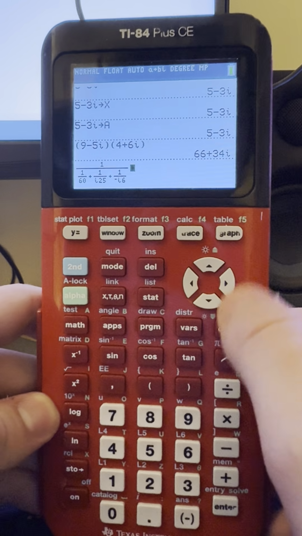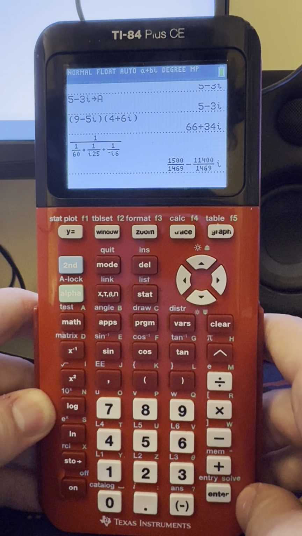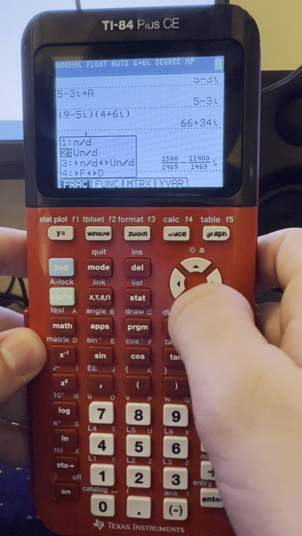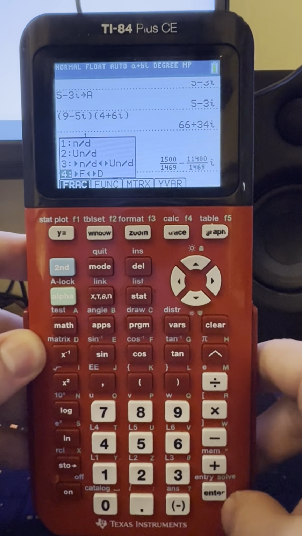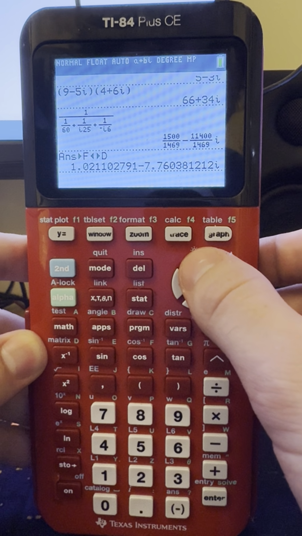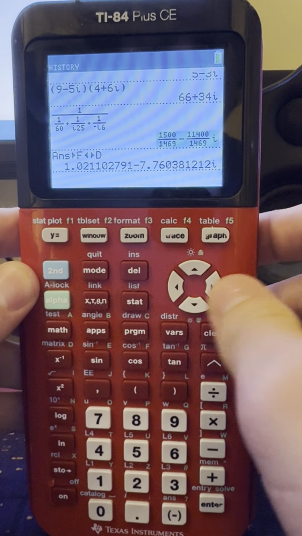So you can do this. This looks like a complicated expression. You would be sad if you had to do this by hand. You press enter, and it does all that for you. Oh no, it spit out a fraction. You can say alpha y equals, go down to the bottom here, that F to D means fraction to decimal, press enter, and there. That would be your equivalent impedance for this resistor, inductor, and capacitor in parallel.